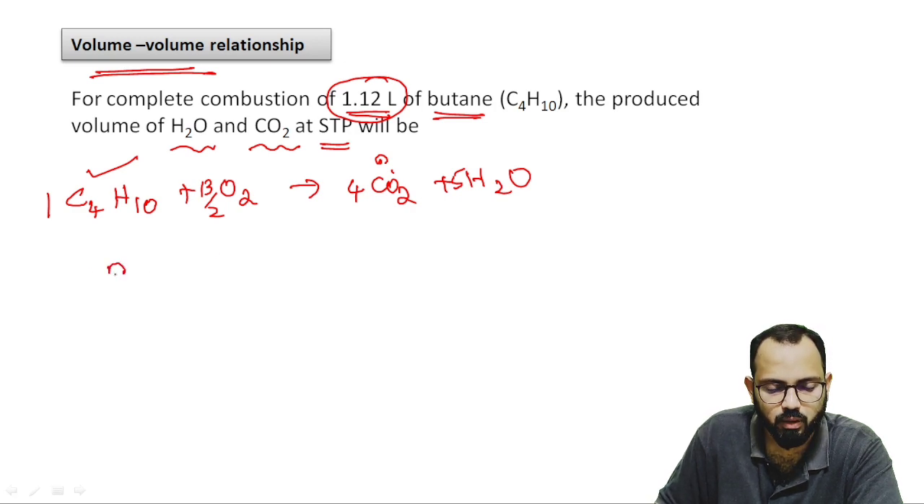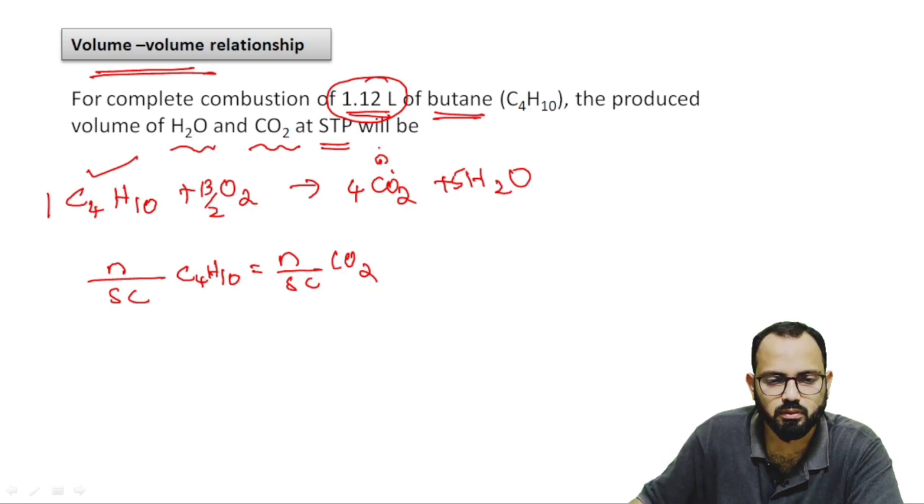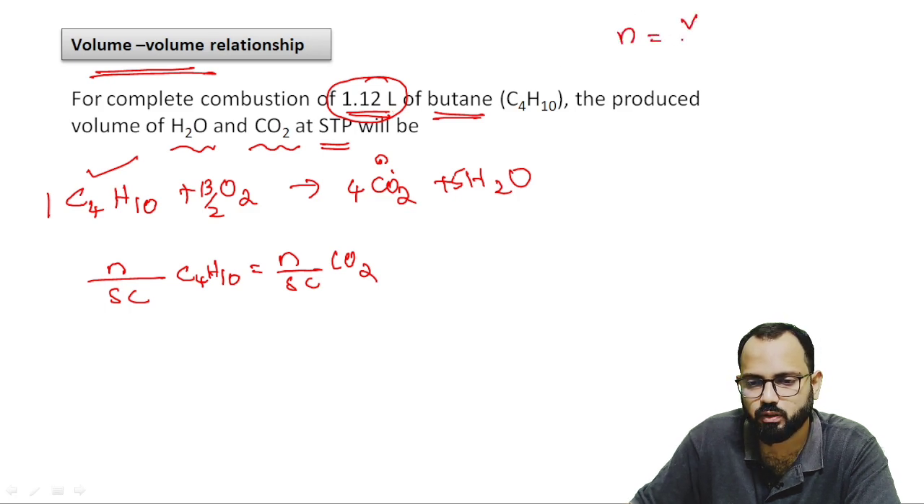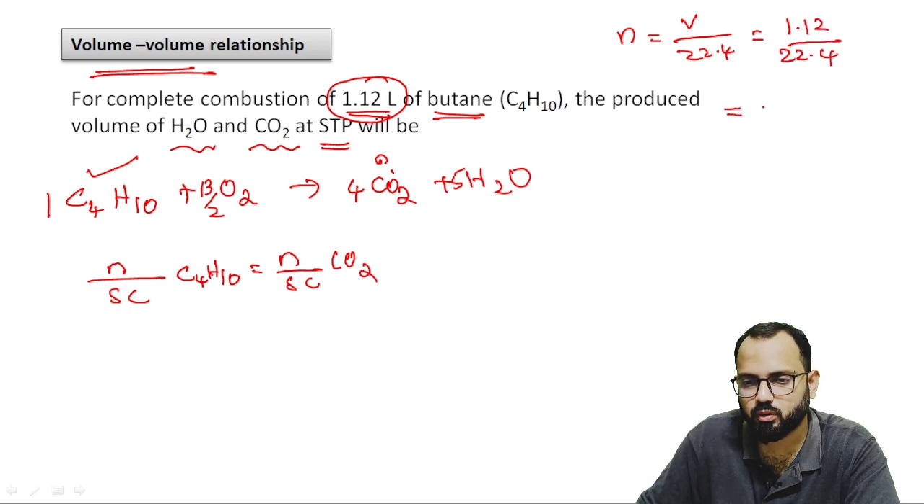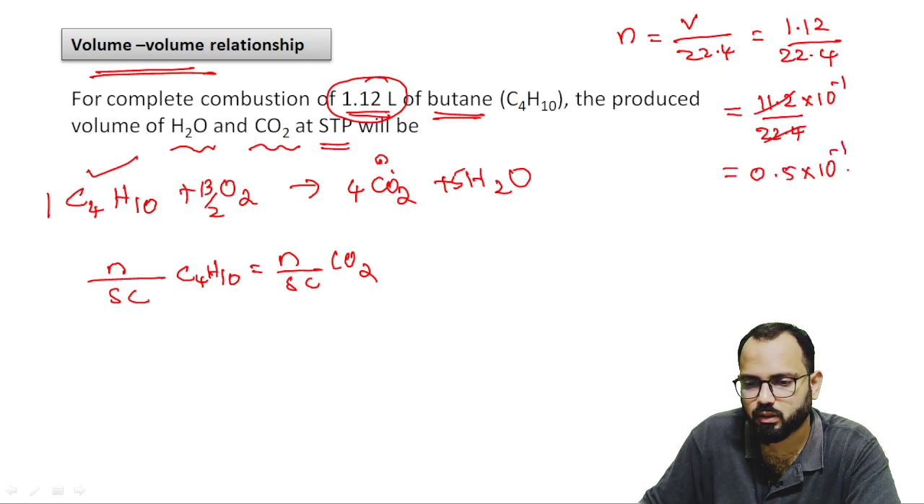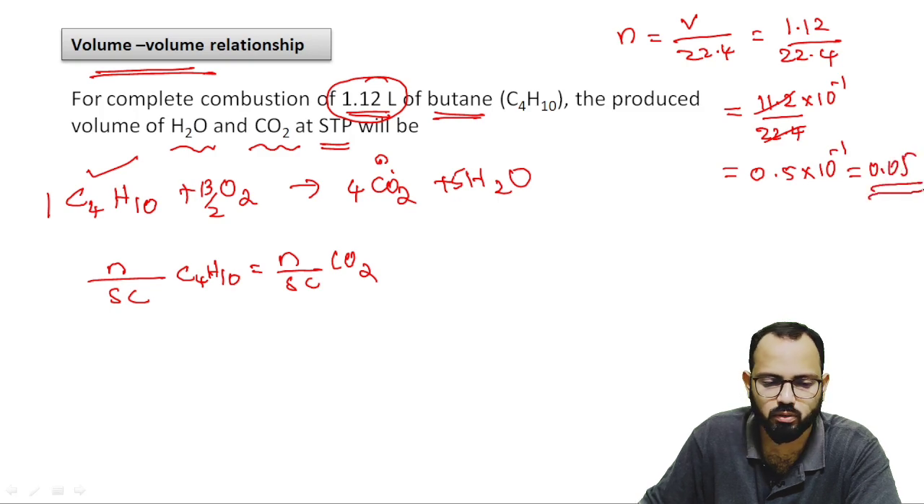So I can write n by stoichiometric coefficient of C4H10 is equal to n by stoichiometric coefficient of CO2. n of C4H10, they have given the volume, right? n is equal to V by 22.4. V is 1.12 by 22.4. 1.12 I am going to write as 11.2 into 10 power minus 1 by 22.4. So this is going to be 0.5 into 10 power minus 1. That is 0.05. You got that.